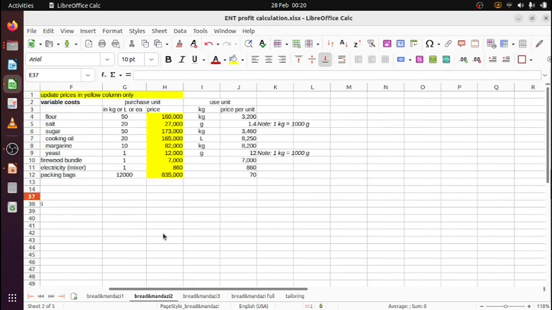Now the second thing is that you have to know your prices. What are the prices of all these ingredients? You buy flour in 50 kg bags for 160, salt for this amount, firewood for that. So this is also all filled in.